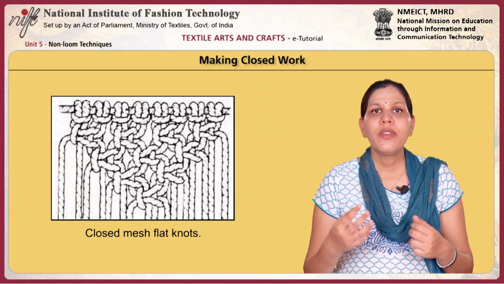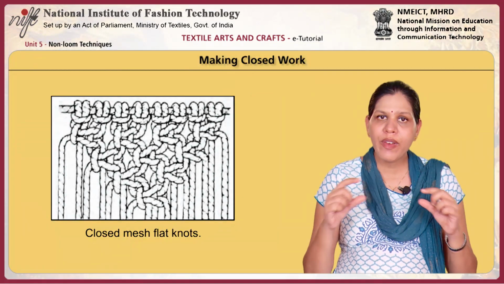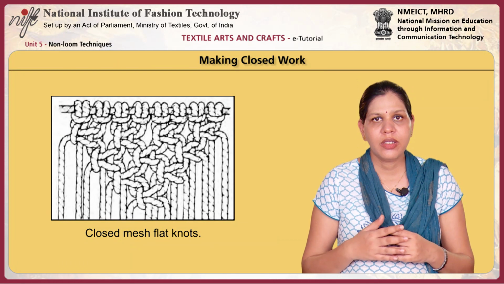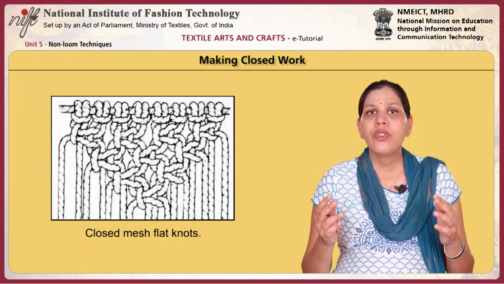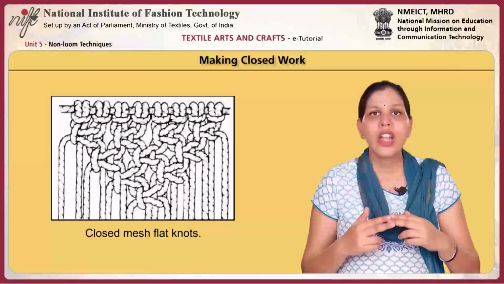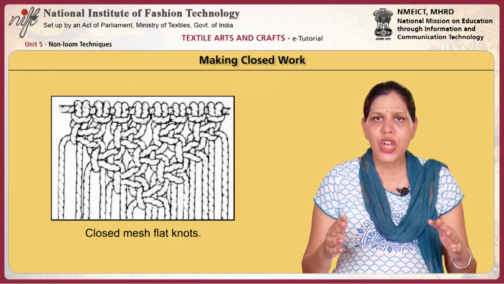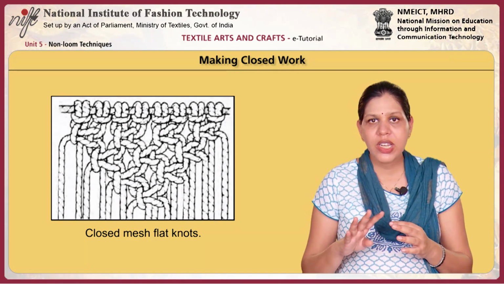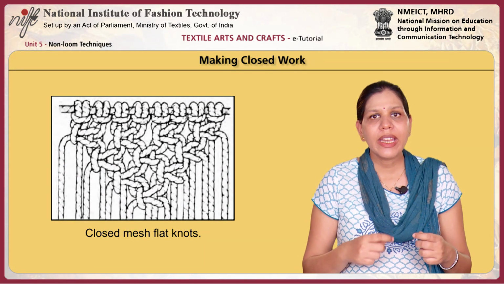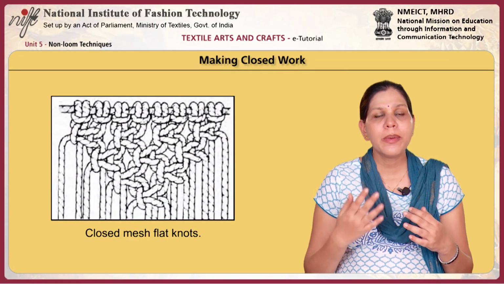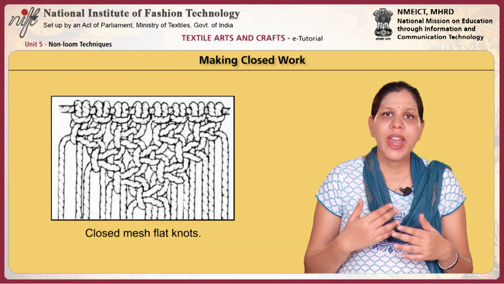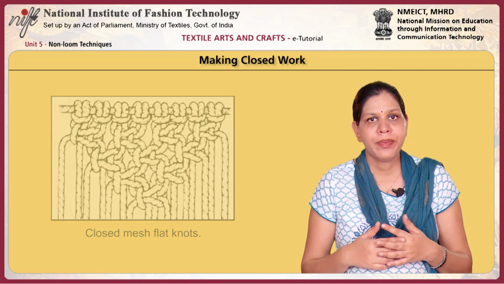For closed work, work a horizontal row of 4 flat knots, each knot formed over 4 working threads. On the second row, regroup the threads so that there are 2 separate spares at each end. Work a flat knot on each new group of 4 threads, pulling it tight so that it lies close under the knots in the previous row. On the third row, regroup the threads as for the first row.